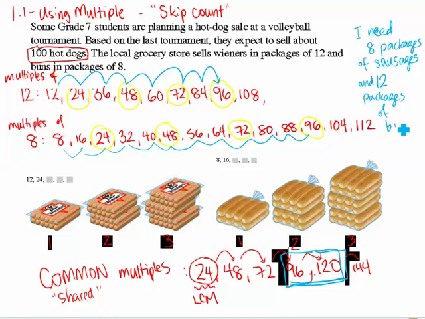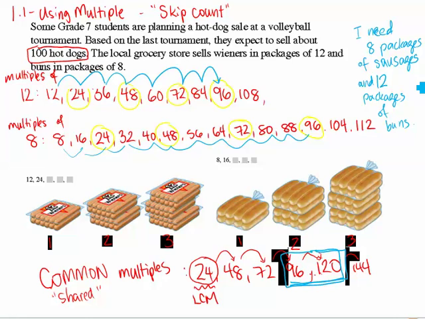I could have answered this question differently and chosen 120 as my common multiple because that's around 100. And in that case, I would need 2 more packages of sausages. So I'd need 10 packages of sausages and 3 more packages of buns. So 15 packages of buns. Both are correct answers because they both solve the problem.